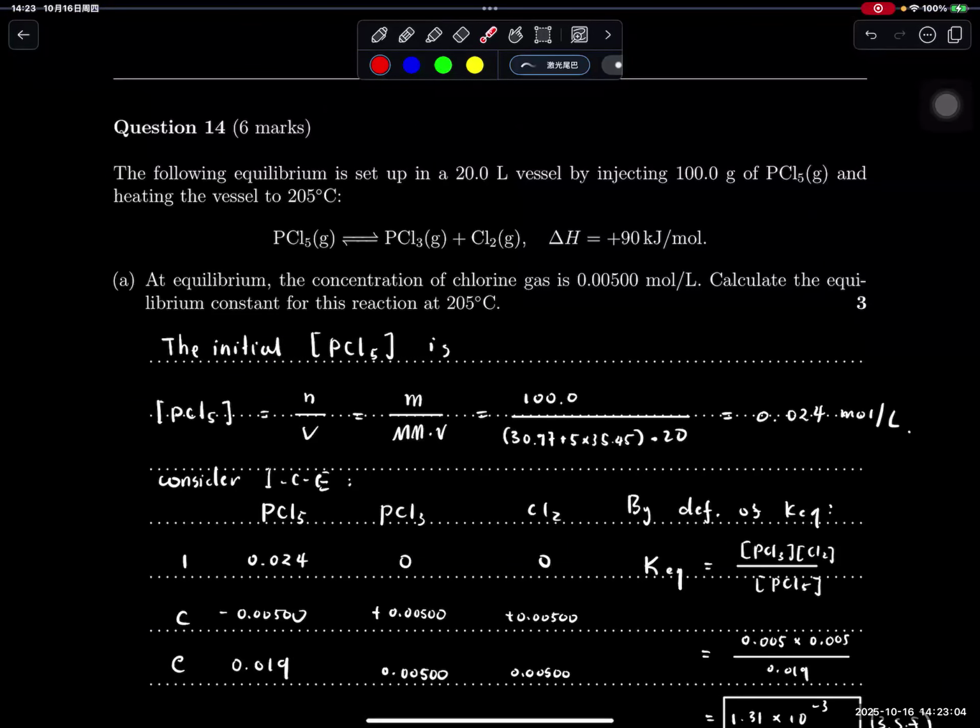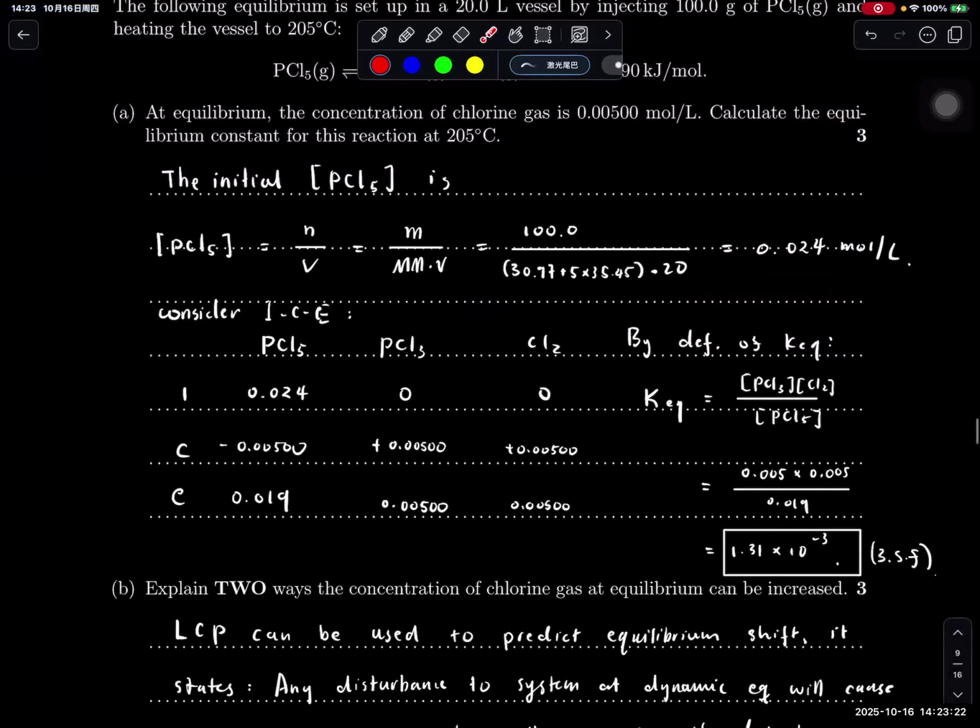Question 14, the following equilibrium, okay, 20-liter vessel, this many grams. So it gives you the initial amount in grams, so make sure to convert that into moles per liter. Okay, so that's what we did initially. So it's asking to calculate the equilibrium constant at this temperature.